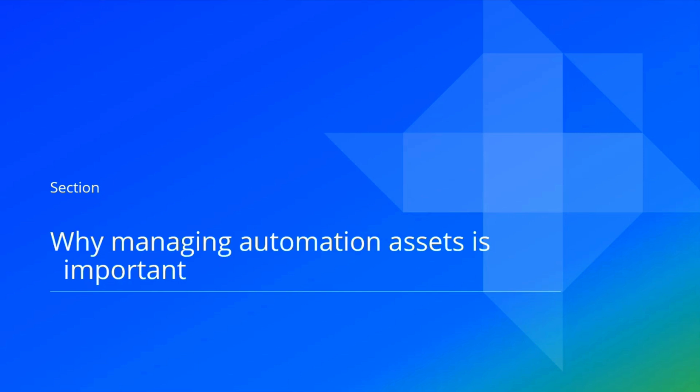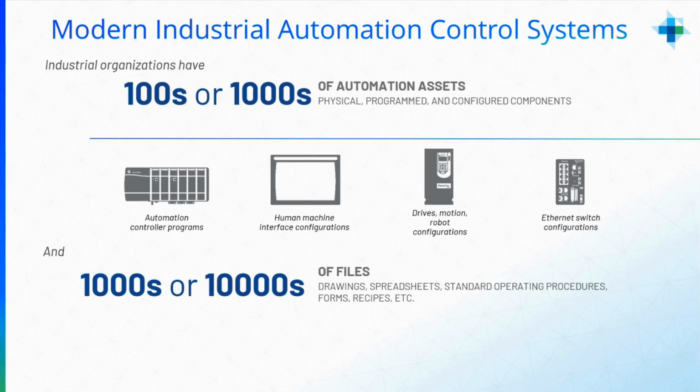So let's first go into that first section of why managing automation assets is important. So in the modern era of industrial control systems, you see most organizations having hundreds or even thousands of different hardware automation assets that they need to track. This can span across many different types, whether that be different PLCs, your different HMIs, drives and robot configurations, your switches. You can imagine that each one of these hardware assets having their own project files or configuration files.